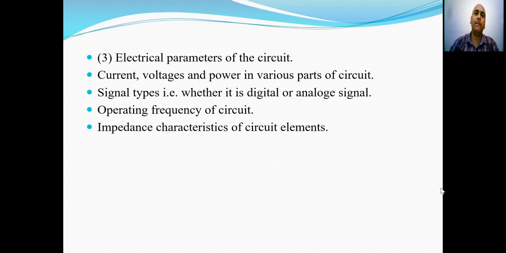In electrical parameters of the circuit, we must be aware of the current, voltage and power in various parts of the circuit, signal types on PCB, that is whether it is digital or analog signal that we are going to use, the operating frequency of the circuit, and the impedance characteristics of the circuit elements.